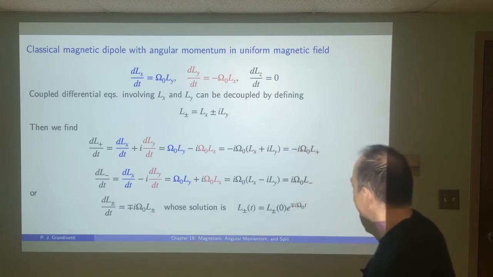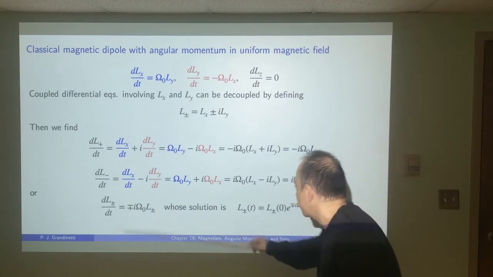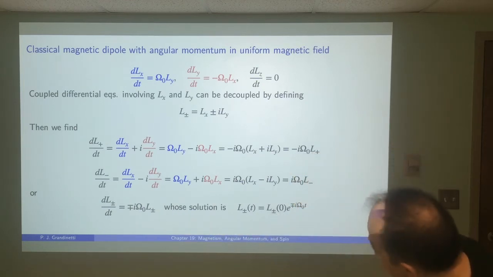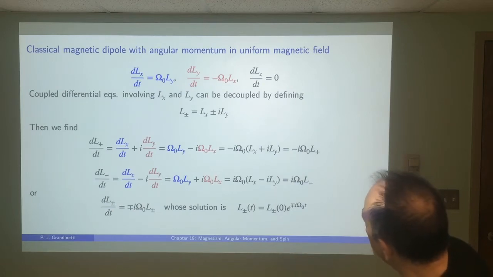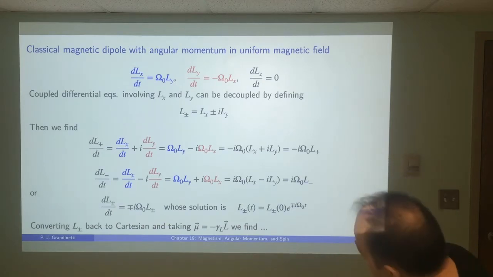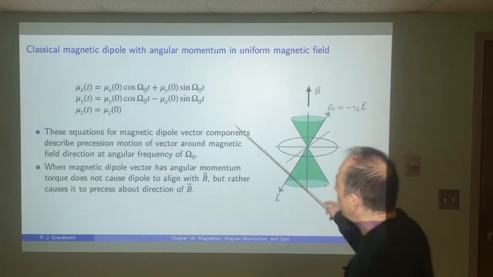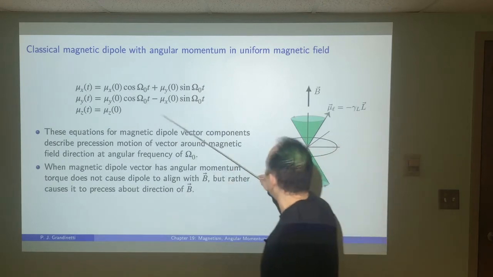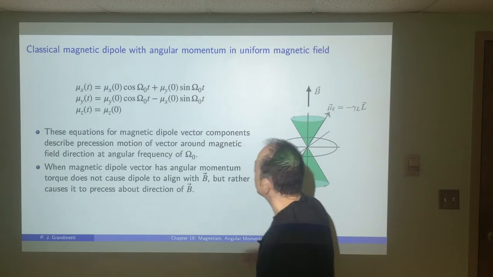They're going to look like this. And so that's the differential equation, and the solutions are going to look like this here. All right. So I've solved the angular momentum as a function of time, and now I can go back to the Cartesian form of these, and what you get for the magnetic dipole moment, which is what we're ultimately after, its motion, are these expressions here.